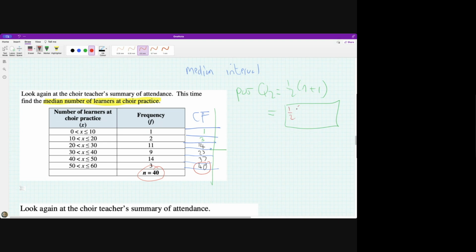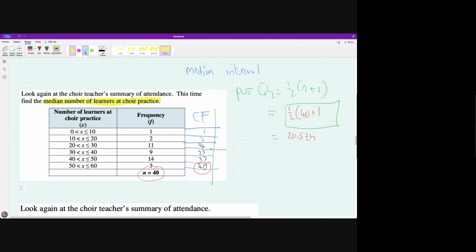So I go 1/2 times (40 plus 1), which is going to give me 20.5, or the 20.5th position. Now, I want to know in what interval does the 20th or 21st item occur. I want you to look and keep track. Up to that point you have 1, up to that point you have 3. What interval do you think will be the median interval? And I want you to use your thinking knowledge here. So which interval will this fall in?